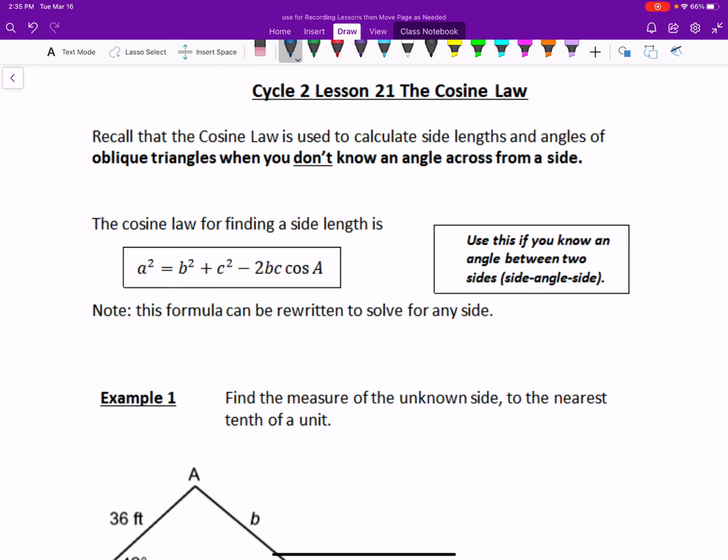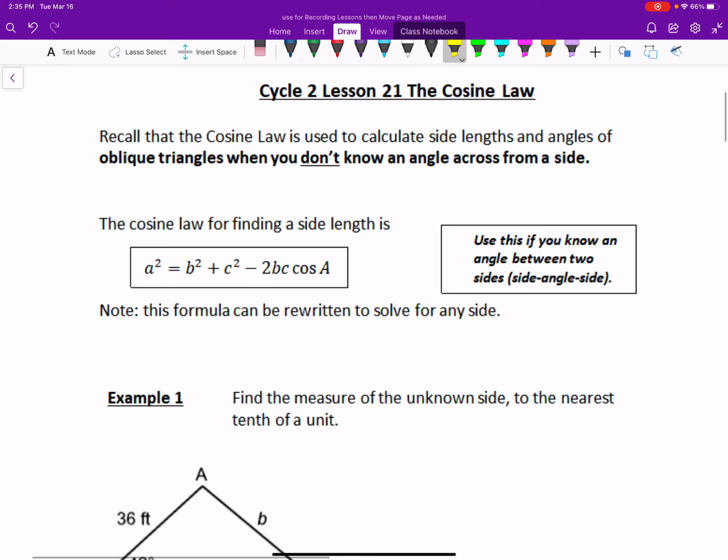In this lesson, we're going to look at the cosine law. We use the cosine law when we want to calculate side lengths or angles of oblique triangles, in other words, ones that don't have 90 degrees, not right triangles, and when you don't know an angle across from a side. Because remember, if you do know an angle across from a side in this situation, you're going to use the sine law.